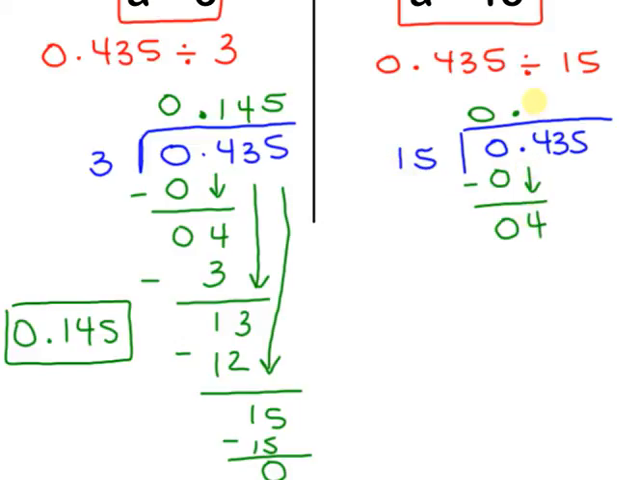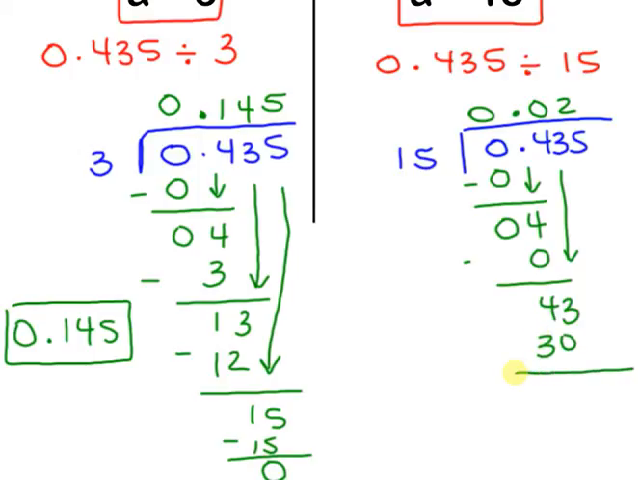15 goes into 4, 0 times. 0 times 15 is 0. Subtract. 4 minus 0 is 4. Bring down the 3. 15 goes into 43 2 times. 2 times 15 is 30. 43 minus 30 is 13. Bring down the 5.